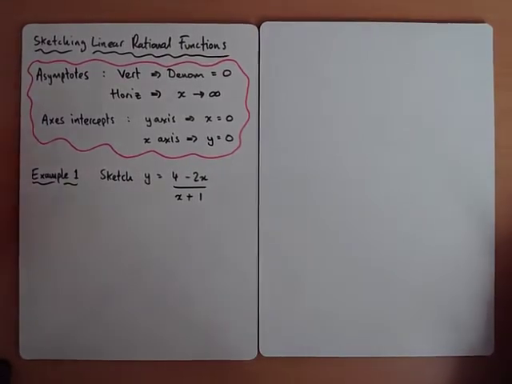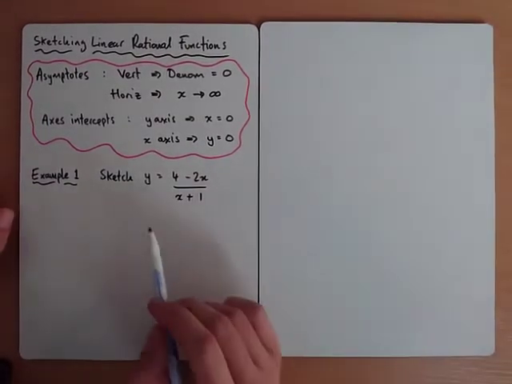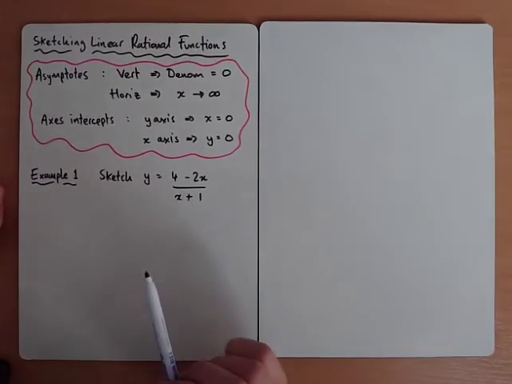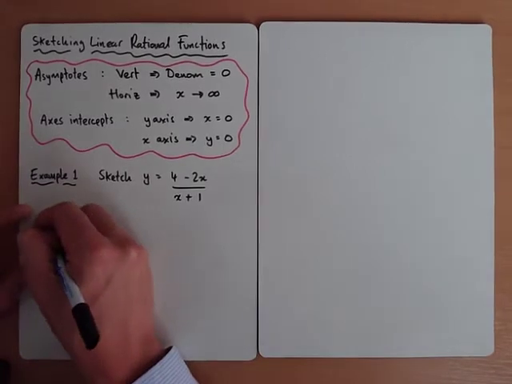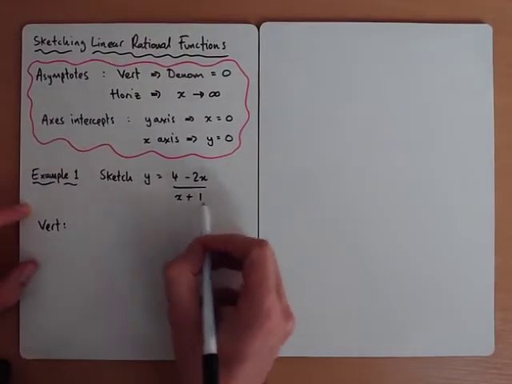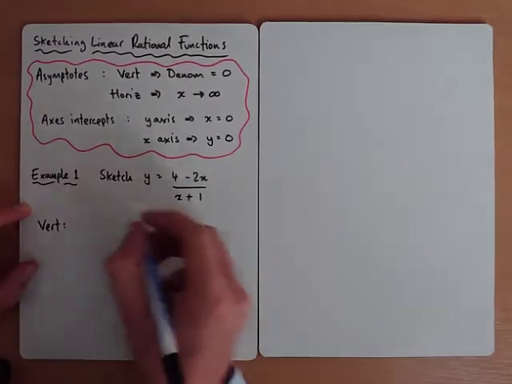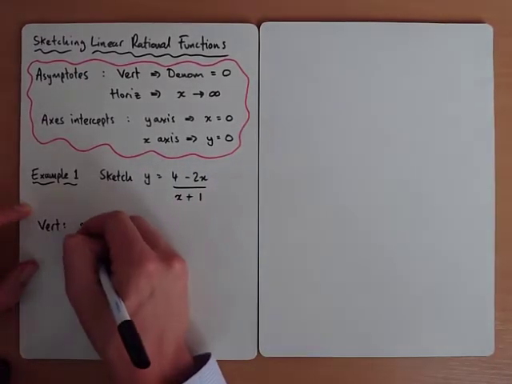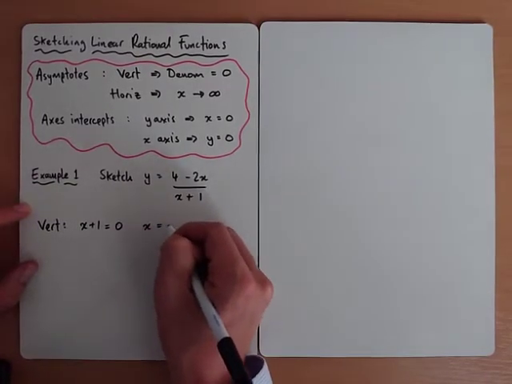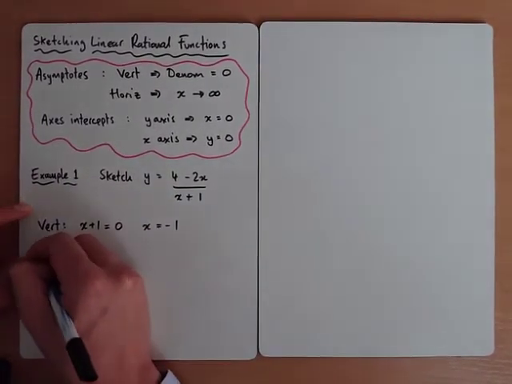All right, let's try example 1. Example 1 says sketch y equals (4 minus 2x) divided by (x plus 1). So let's start with the vertical asymptote. Remember, we can't divide by 0, so look at the denominator and think, well, if x plus 1 equals 0, that would be when x equals minus 1.